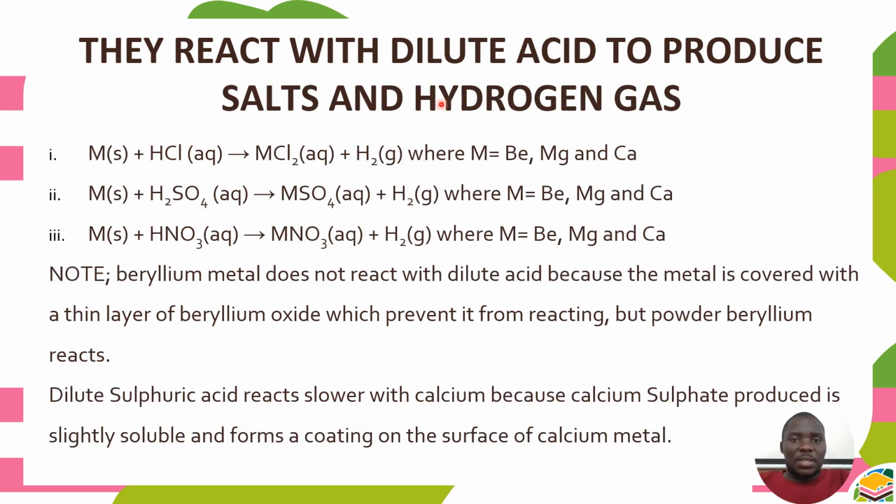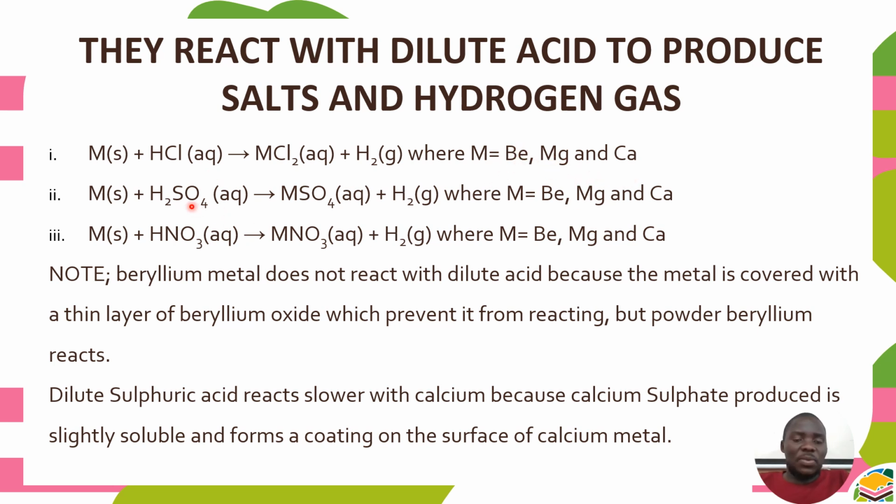They react with dilute acid to produce salt and hydrogen gas. These are the equations. The first one: M plus HCl produces MCl, which is a salt, and hydrogen gas, where M can represent beryllium, magnesium, as well as calcium. The same applies with this one. Here we are just changing the type of acid, so all of them can react with HCl. Where there is M, you can substitute the metal of your own interest.